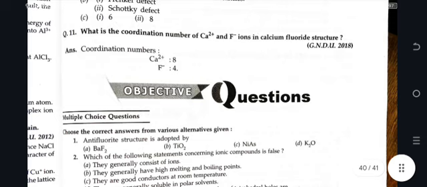What is the coordination number of Ca2+ and F- ion in calcium fluoride structure? Coordination number of Ca2+ is 8 and F- is 4. This was asked in GNDU University in the year 2018. After that, there are some objective questions to which students are recommended to answer on their own.